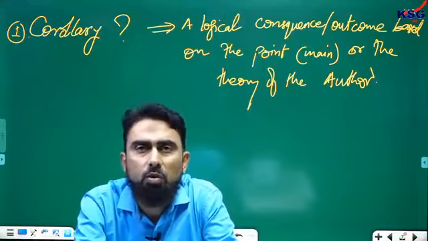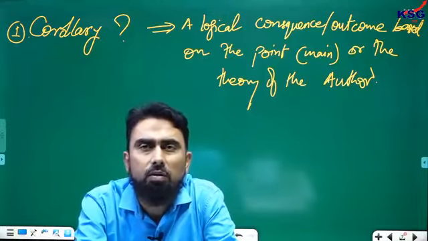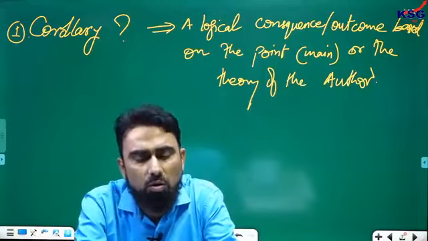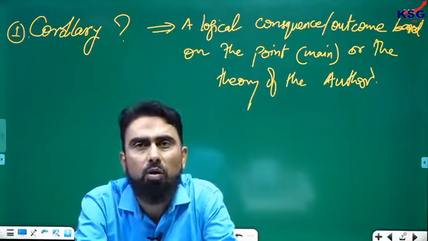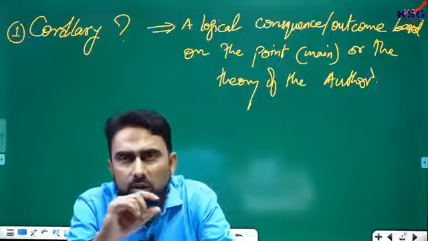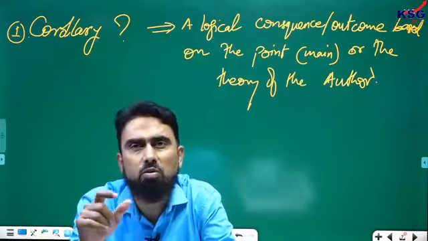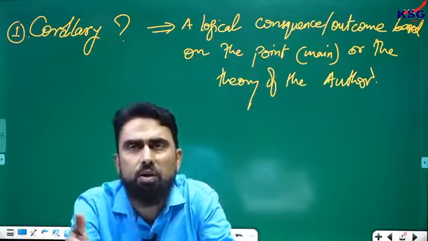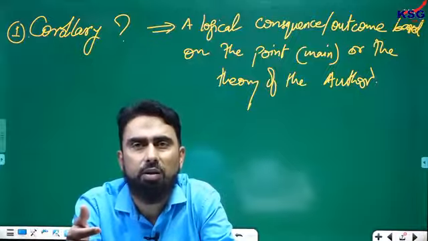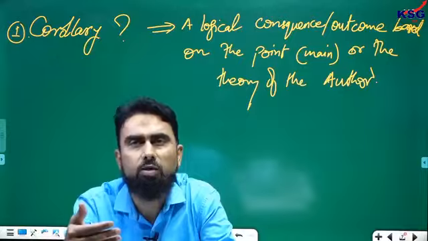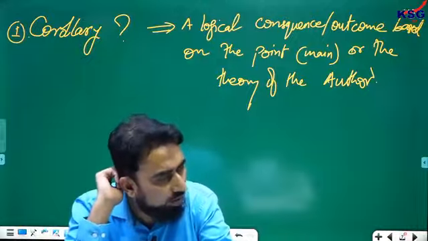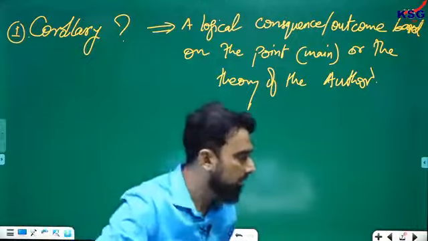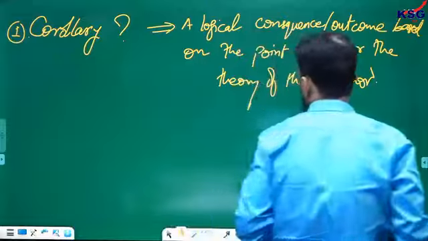So the definition of the corollary is clear to everyone, that it should be based on someone's main point or someone's theorem or theory or thesis, and it should be logically a kind of consequence based on that, a logically valid step that you can take, or logical deduction that you can make based on the main point of the author. Is this definition clear? Now I go to the example.